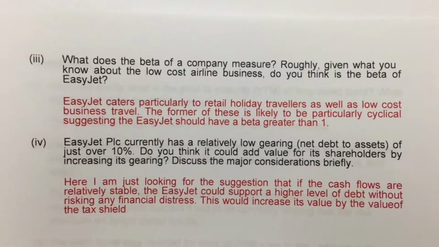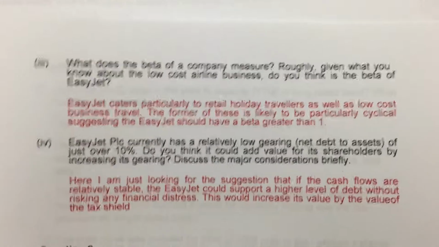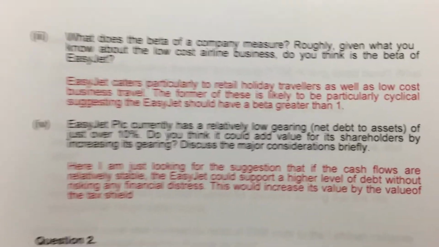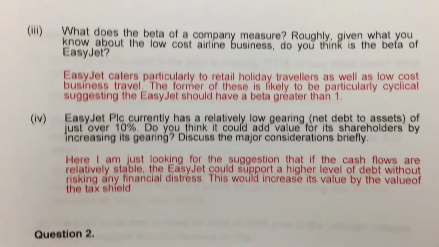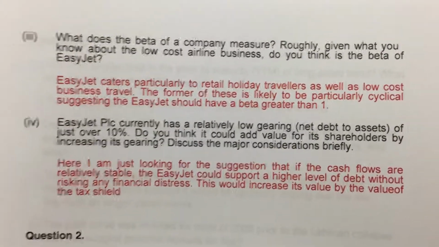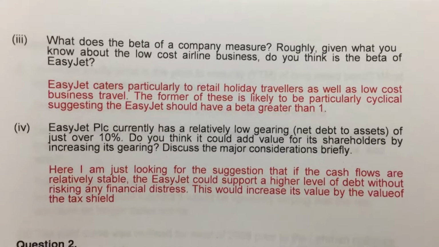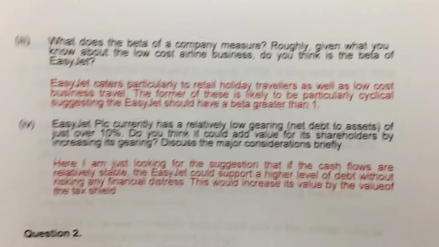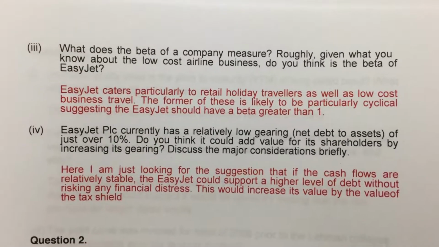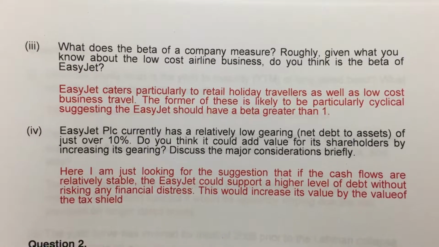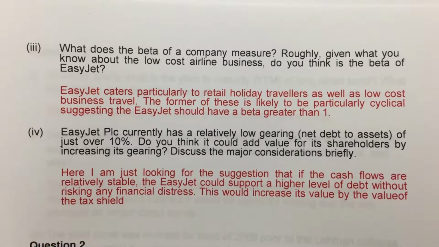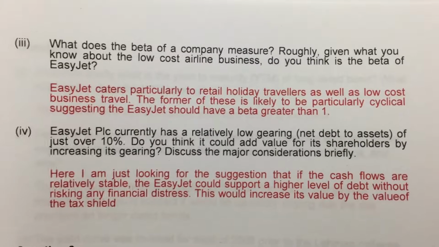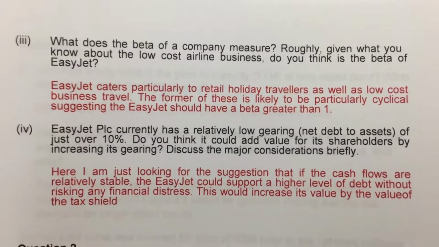A beta greater than 1 means that the company is more volatile than the overall market. Less than 1 means it's less volatile. In this case, because it's an airline, obviously it would be greater than 1. Roughly, given what you knew about the low-cost airline, and given that EasyJet apparently is in a cyclical business, chances are the beta would be higher than 1 because it's probably a high-risk company.